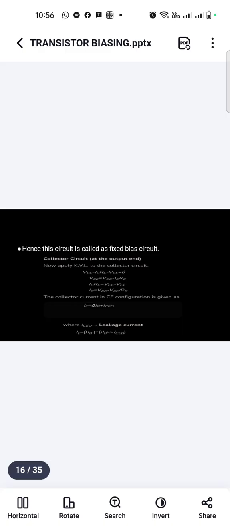We are taking the output from the output side to the input. Now we apply KVL to the collector to base circuit.